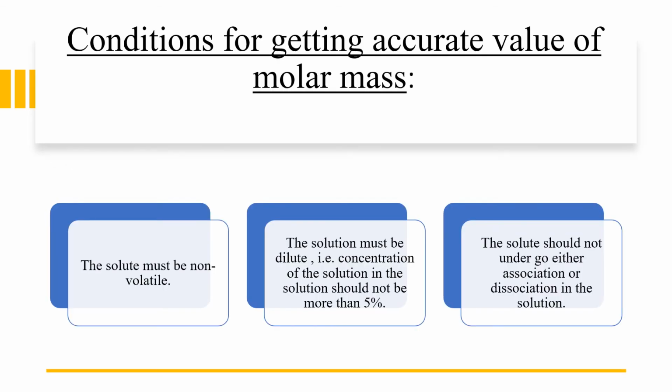Here are some conditions for getting an accurate value of molar mass. First of all, the solute must be non-volatile in nature. The solute which we are adding must be non-volatile. The solution must be dilute, that is, the concentration of the solute in the solution should not be more than 5%. It means the solution is diluted. The third condition is that the solute should not undergo either association or dissociation in the solution.